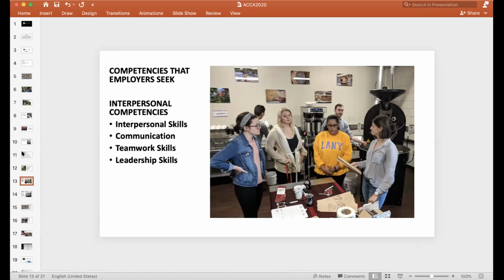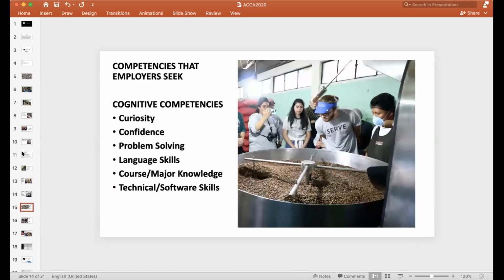This includes, of course, figuring out how to work with each other, how to resolve conflicts within the group when there are any, and so forth. Students are getting a lot of those opportunities as we work here. And then the cognitive competencies around curiosity, confidence, problem solving, and so forth. Of course, the language skills are developed for those heritage speakers that tend to come with us and help us with the translating work.